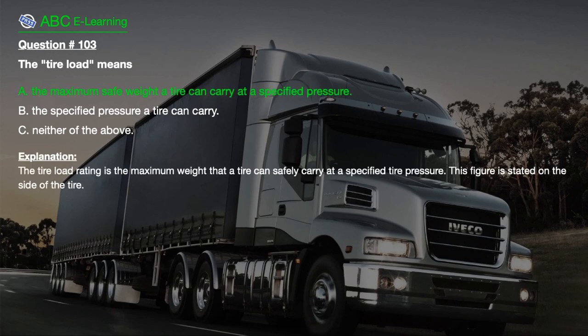The correct answer is here, A. The maximum safe weight a tire can carry at a specified pressure. Explanation. The tire load rating is the maximum weight that a tire can safely carry at a specified tire pressure. This figure is stated on the side of the tire.